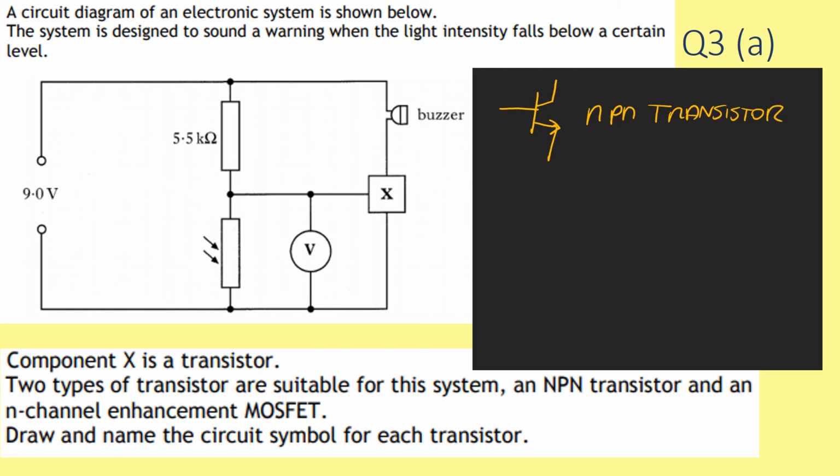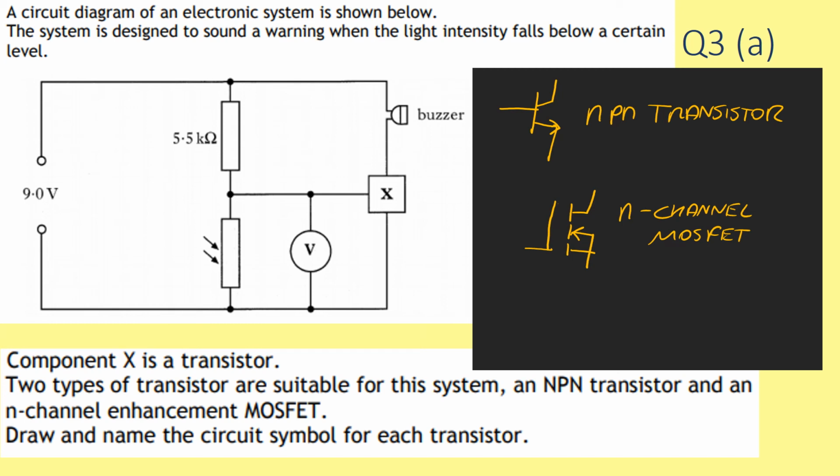Our MOSFET is a little bit different. Vertical line, and then 3 smaller vertical lines. Top one goes up, the other 2 go down, and I have an arrow pointing in to the center here. And that's my N-channel MOSFET.